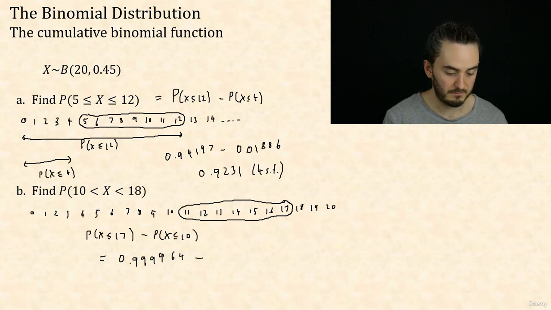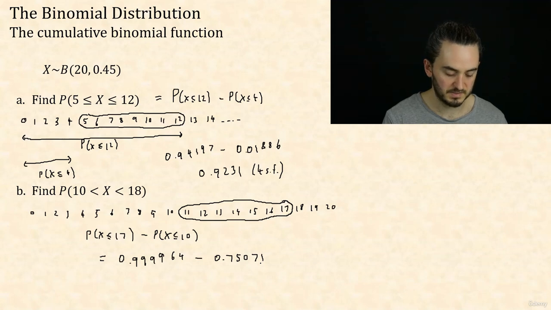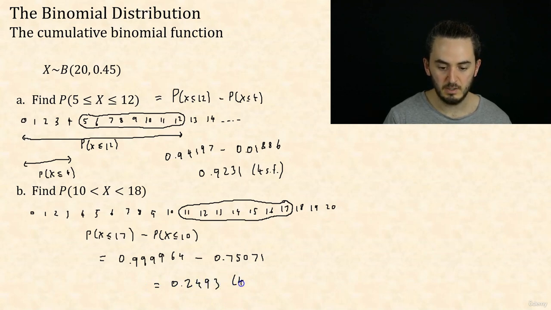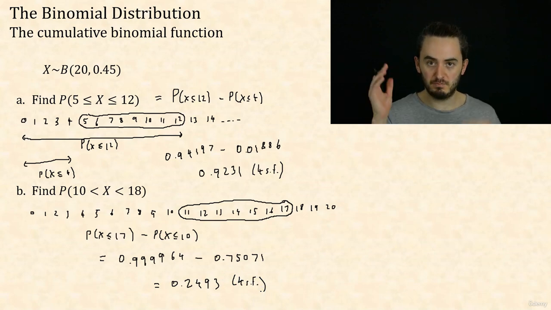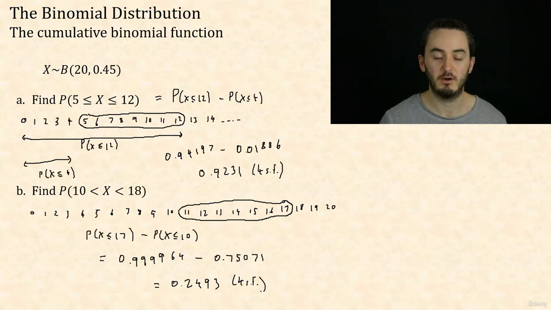And I'm subtracting everything up to 10. So I subtract from that 0.75071. Do that calculation, 0.999964 minus 0.75071, and we get our answer of 0.2493. Okay, so that's a way in which you can turn some region question, so between where you've got between here and here, into a cumulative question, which your calculator can do.